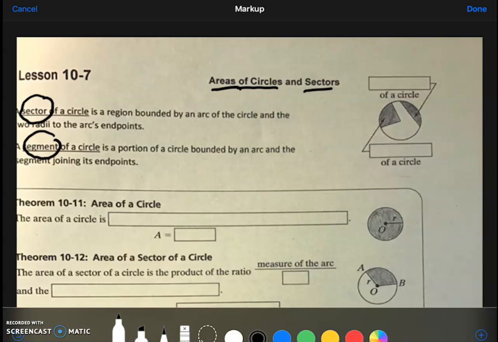This over here to the far right is called the sector. It's kind of like a slice of the pie, a slice of the pizza. And this little cap here is called the segment. We'll go over the area formulas for both of them. Really, there's only an area formula for the sector. The segment you have to calculate a different way.